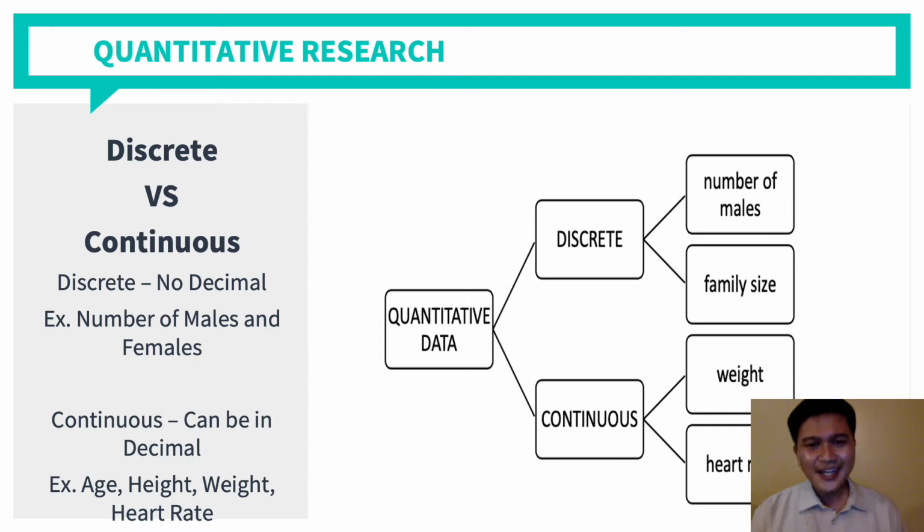So, in quantitative, let's go now to quantitative research. There are two types of research. One is quantitative and one is qualitative. Kanina, in our previous slides, pinag-usapan natin ang mga data natin. So now, we will talk about two types of research. But first, we go to quantitative research. What is quantitative research? There are two types of quantitative research, my dear friends. Discrete and continuous. Remember this, padalain natin ang ating buhay.